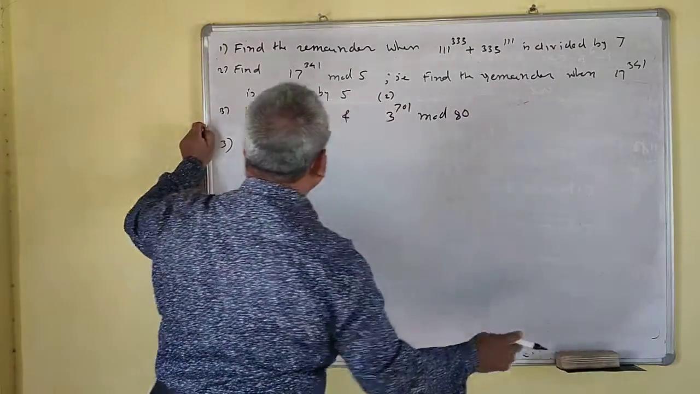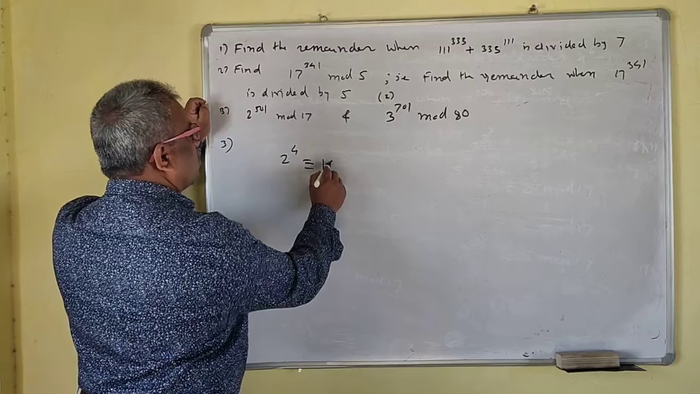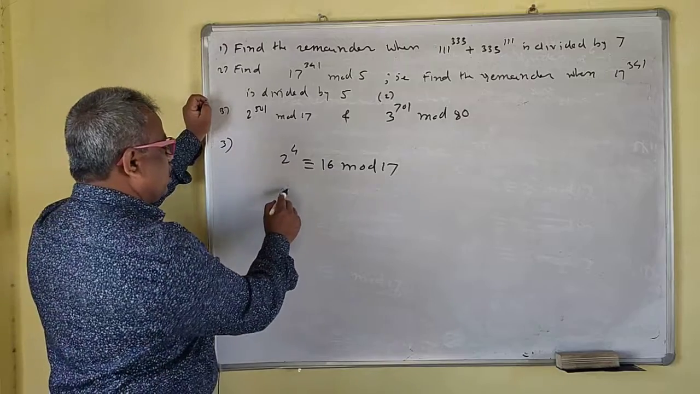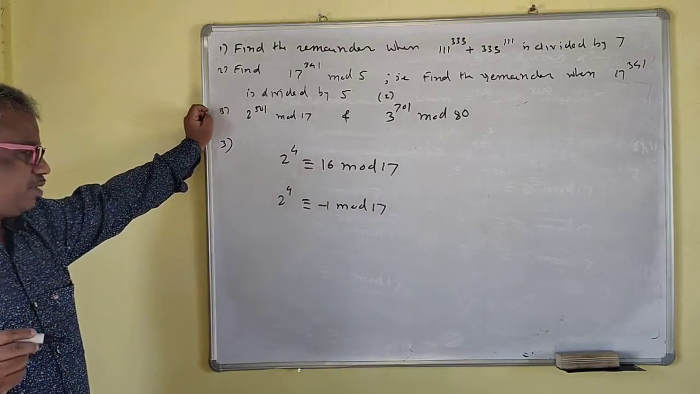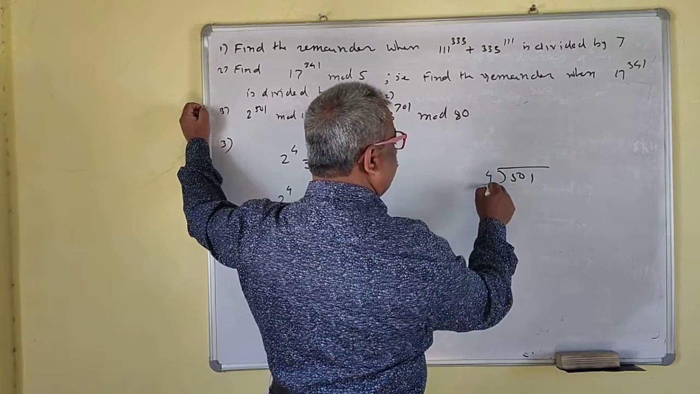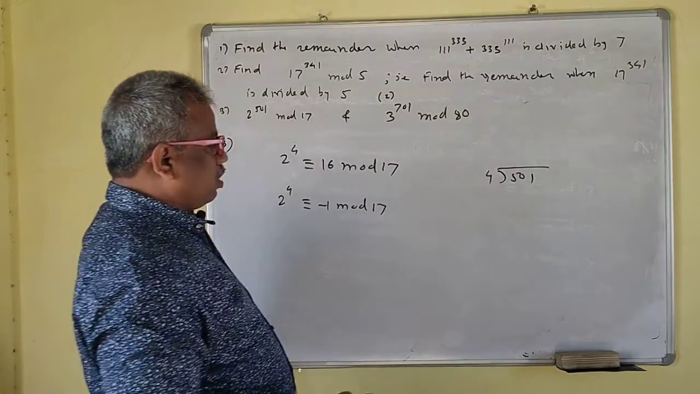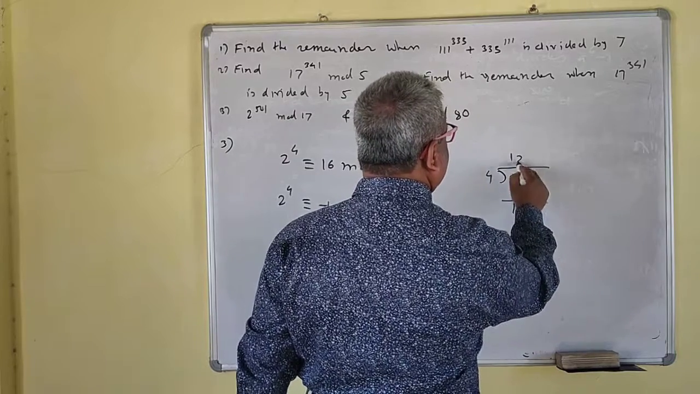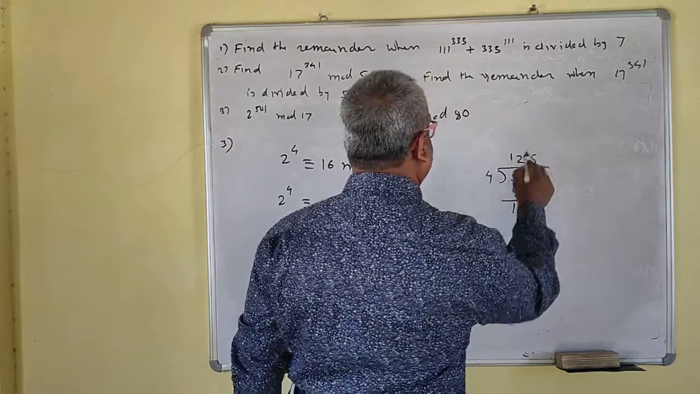Okay. So now 2 raised to 4 is congruent to 16 mod 17. So that means 2 raised to 4 is congruent to minus 1 mod 17. Now what I will do is divide 501 by 4, find the quotient, and take that power so that it is very close to 501. So 4 times 1 is 4, 4 times 2 is 8, so this is 125.